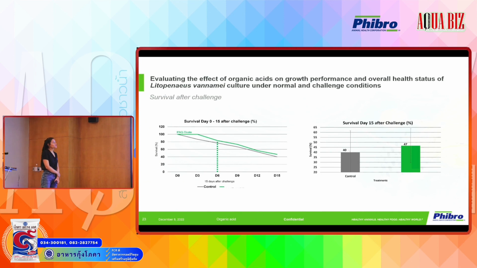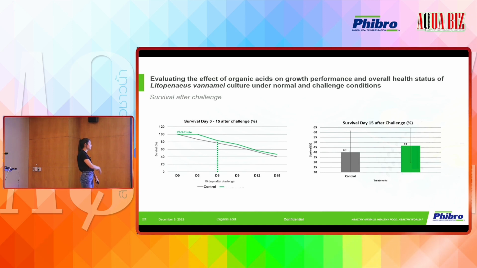Another really interesting result was not actually the end survival, which was 7% higher in the organic acid trial, but that when we started the challenge, the mortality in the control started a day after the challenge. So once Dr. Orapint applied the challenge, a day after, the shrimp in the control started dying. But when we looked at the organic acid blend, we saw that it took 6 days before the beginning of their mortality.